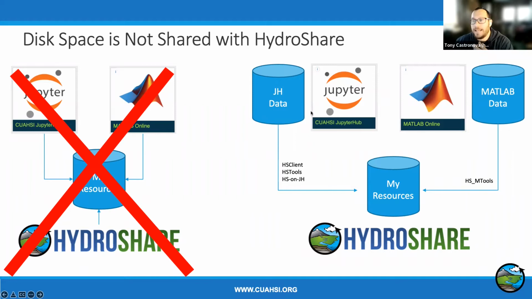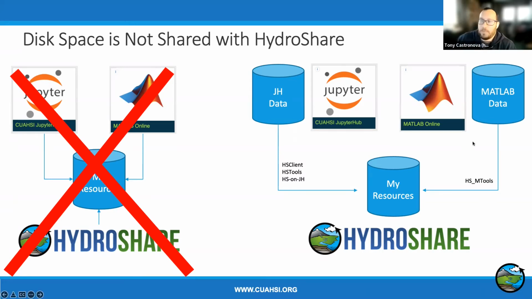If you want to move that data back into HydroShare, you need to do so explicitly. You can do that by downloading the files and uploading them to HydroShare, or you can use some of our built-in tools. So for Jupyter, CUAHSI's JupyterHub, we have the HS client, which is a Python library for working with the HydroShare API. We have HS tools, which is a command line utility that wraps HS client, so you can do simple little commands. And most recently, we have HS on JupyterHub, which is a graphical user interface inside of JupyterHub to help you move your data around between HydroShare and JupyterHub.